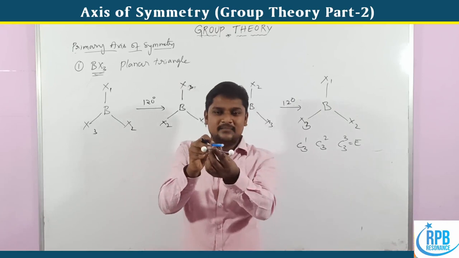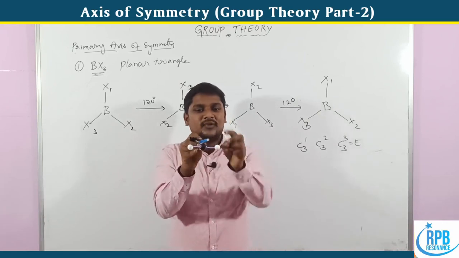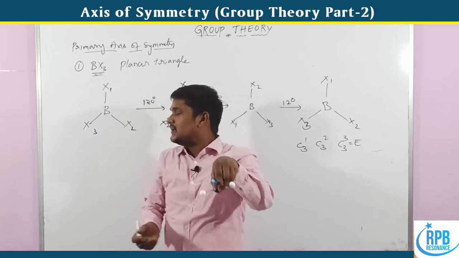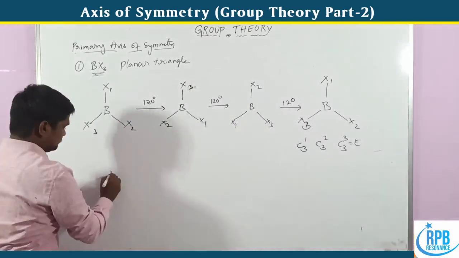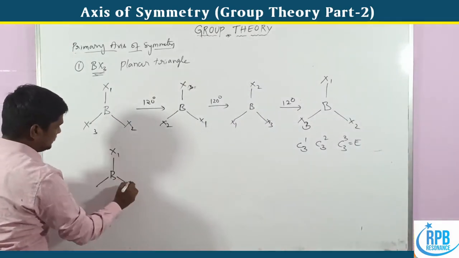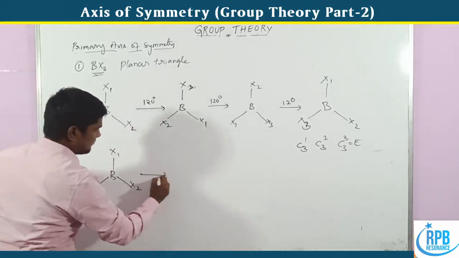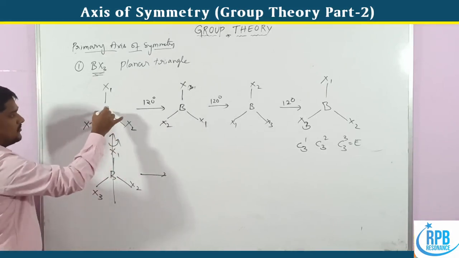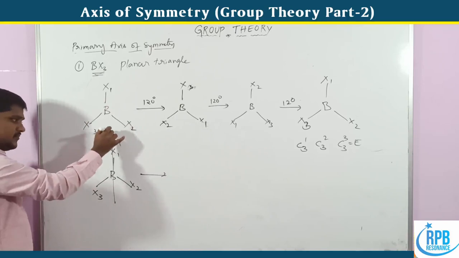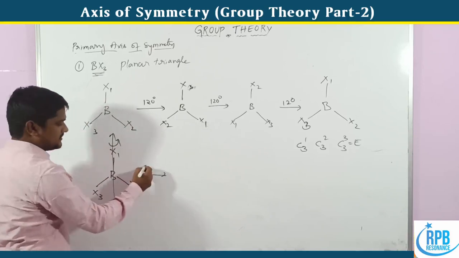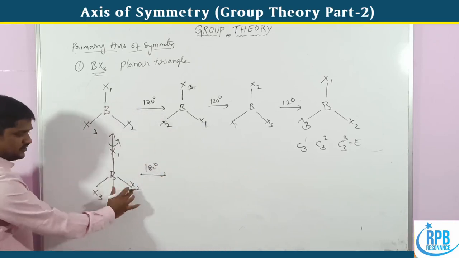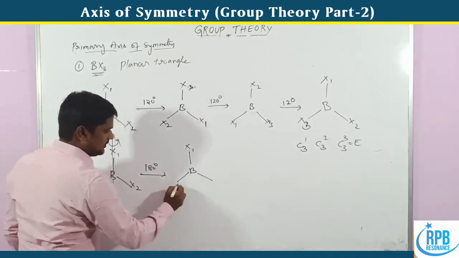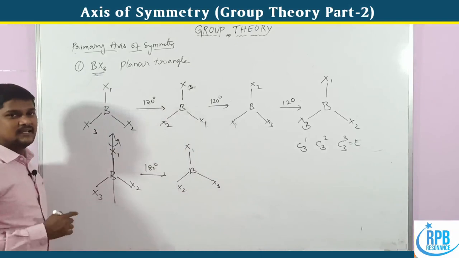So here it is the atom. With 180 degrees rotation, it produces the equivalent configuration. So can you imagine? X1, X2, X3, 180 degrees rotation through X1 and boron. So this is the axis. Now here, X1 and boron axis of symmetry is present. With 180 degrees rotation, these two atoms can only shift. So X2 shifted over here, X3 shifts over there. So this is the first C2.